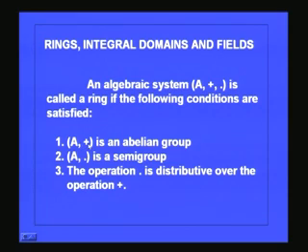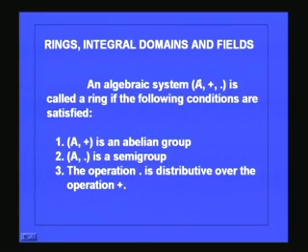A along with this binary operation is an abelian group. A along the other binary operation is a semi-group. The operation dot is distributive over the operation plus. If these three conditions are satisfied, the system is called a ring.